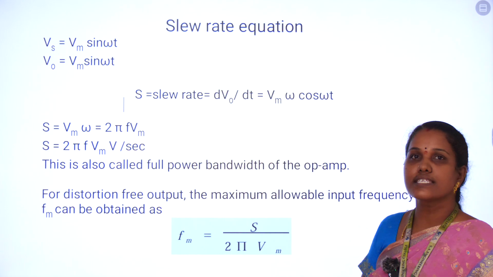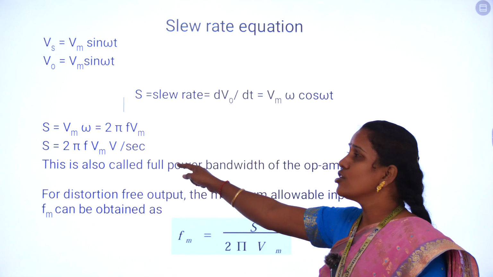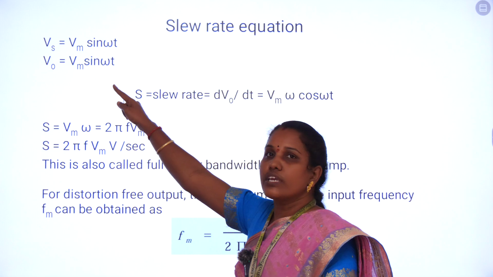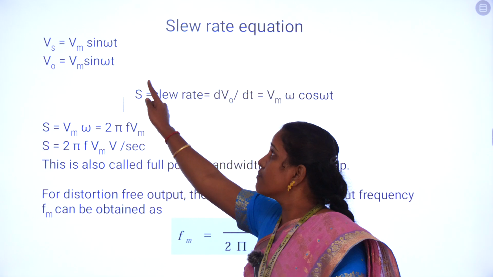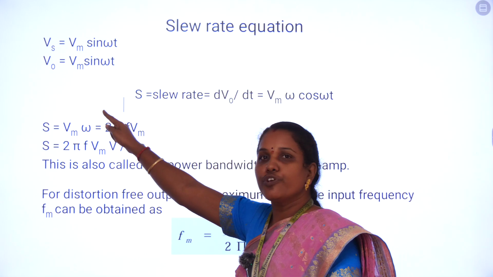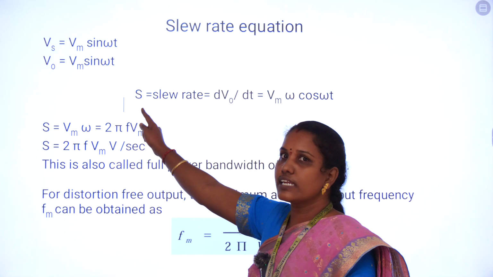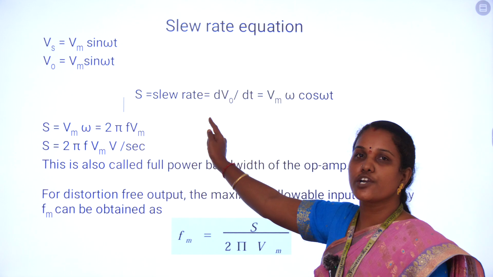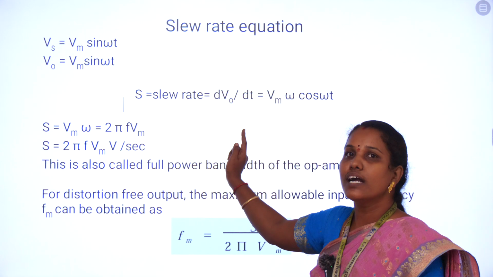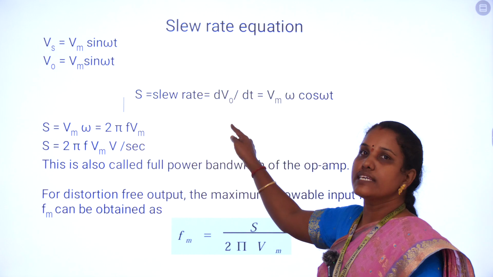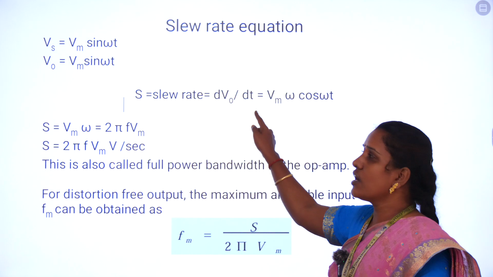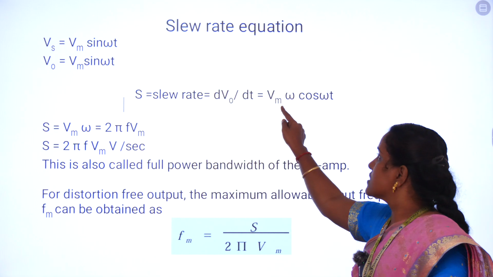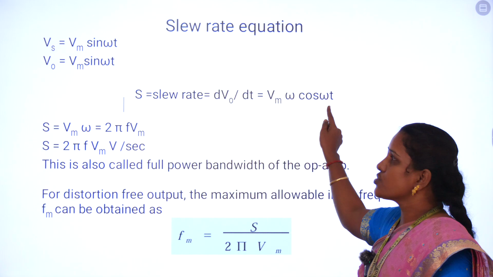So you want to analyze the slew rate for the given AC signals. You can assume that the AC signal given to the IC741, the input signal Vs, is Vm sin omega t. Then the output you can imagine is also a sine wave. Now you want to find the slew rate, the maximum rate of change of output voltage with respect to time. So how can you find this? dV0 by dt. We differentiate the output voltage, which gives Vm omega cos omega t.